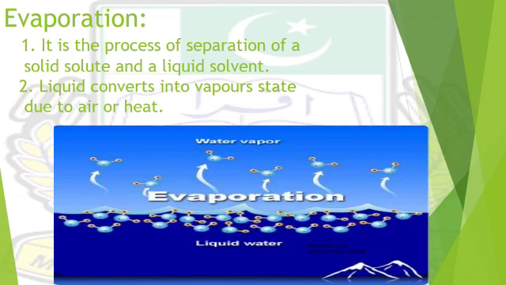Evaporation. Evaporation is basically the process of separation of a solid solute and a liquid solvent. Evaporation occurs on the surface of a liquid and the liquid converts into vapor state due to air or heat. For example, salt solution is the mixture of salt and water. If we want to obtain salt from water, we should use the technique of evaporation instead of filtration. With the help of filtration, we cannot separate salt from water because salt will pass through the filter paper with water. But in the case of evaporation, we can separate salt from water.